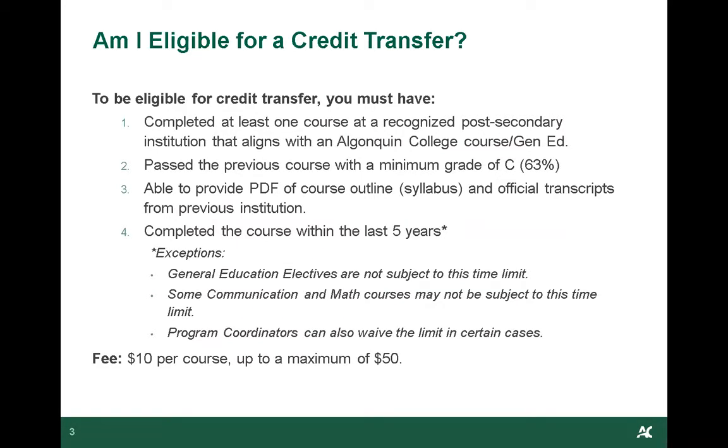The next question you might have is whether or not you are eligible for a credit transfer. In order to be eligible for a credit transfer, you need to have completed at least one course at a recognized post-secondary institution. So again, like a college or a university, and that course should seem similar to an Algonquin College course that you're taking. You need to have passed that course with a minimum grade of C or 63%. You need to be able to provide an official transcript from your previous institution, as well as a course outline for the course that you took previously.